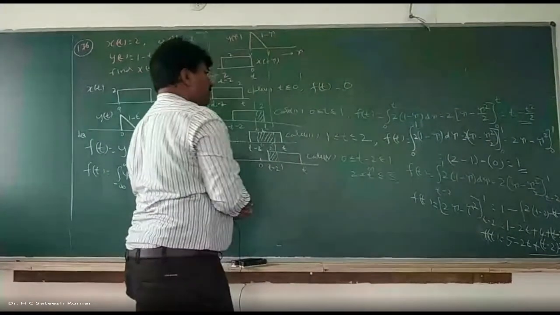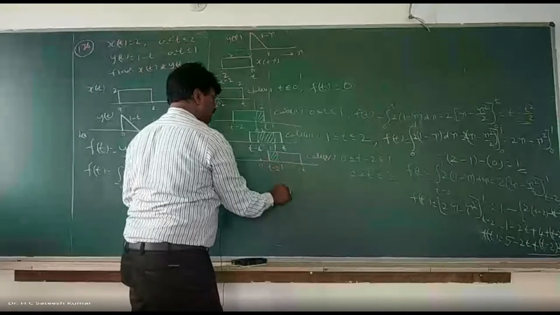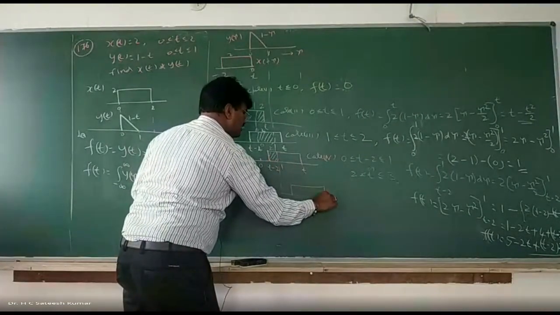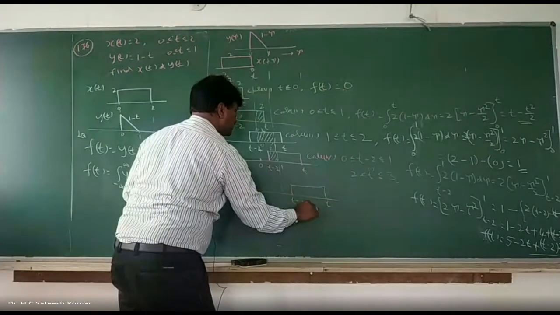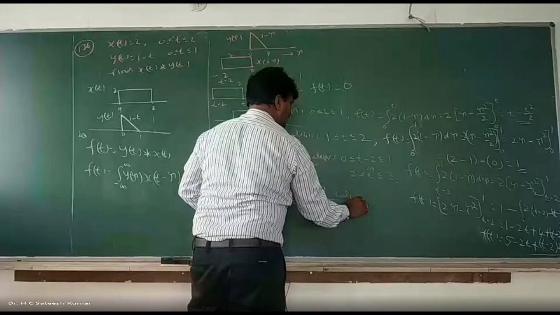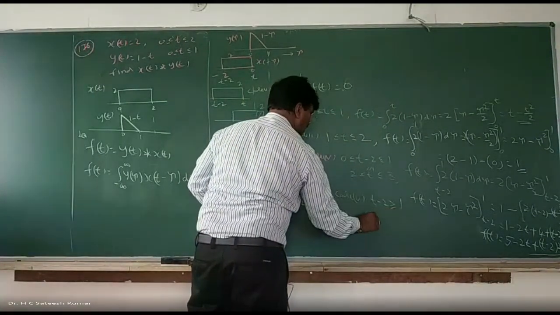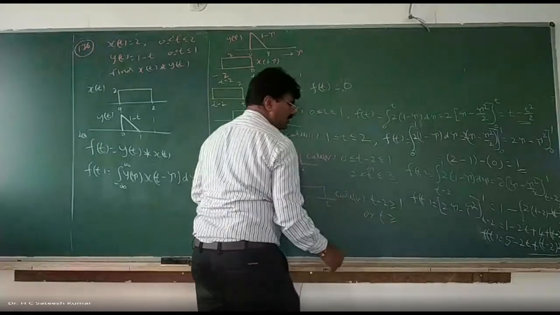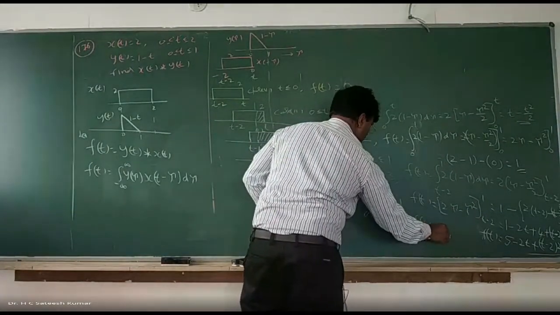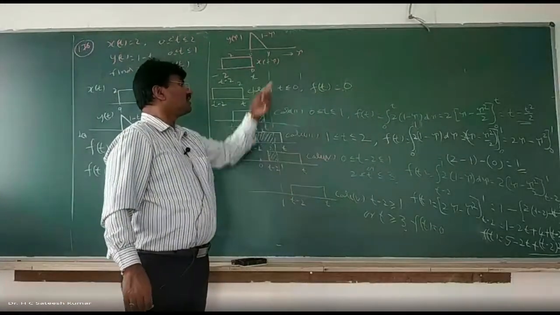Next, the last case. The last case is the left edge of the second signal. This is t minus 2, this is 1. Case 5: t minus 2 is greater than or equal to 1, or t greater than or equal to 3. F of t is 0. That is the 5th case, when the left edge of the second signal is crossing the right edge of the first signal.